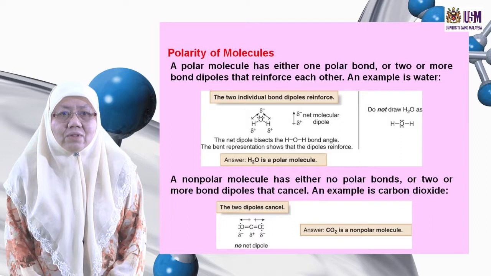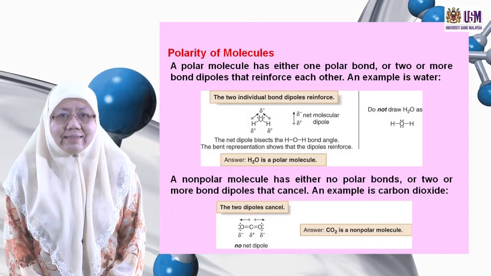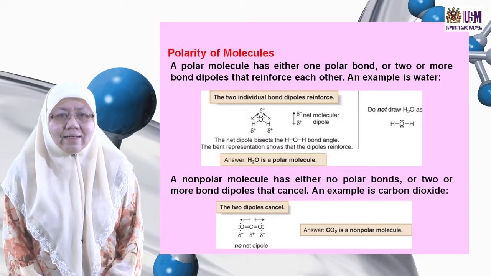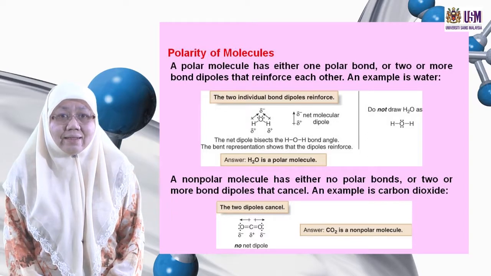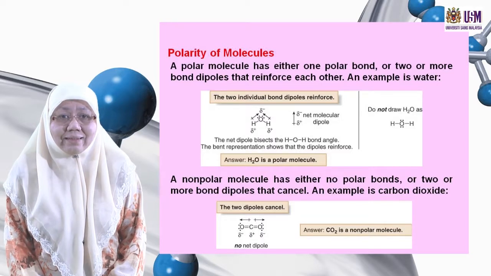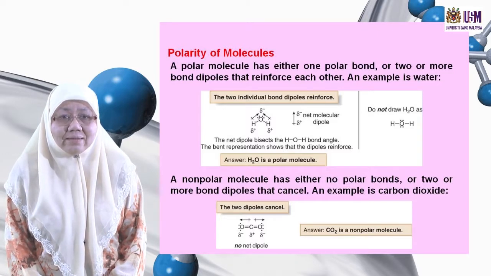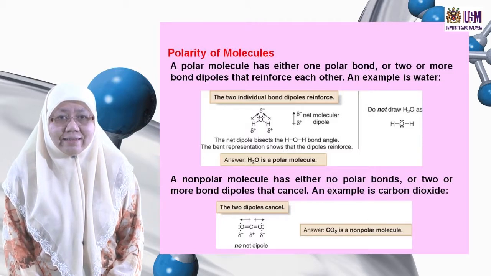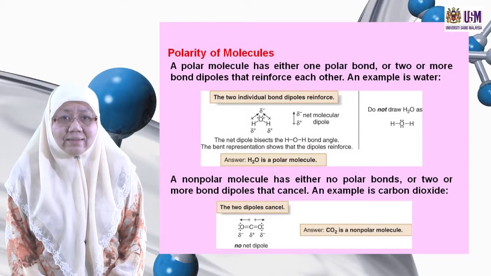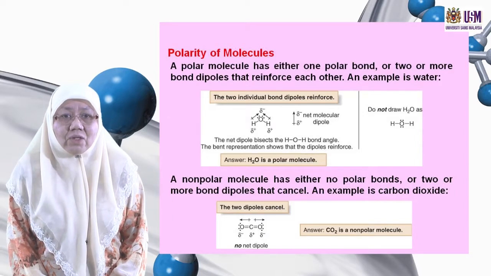An example is water. In water, we can see the two individual bond dipoles reinforce each other. Oxygen has a higher electronegativity value than hydrogen. So the net dipole bisects the hydrogen-oxygen-hydrogen bond angle. The bent representation shows that the dipoles reinforce each other. And water is a polar molecule.